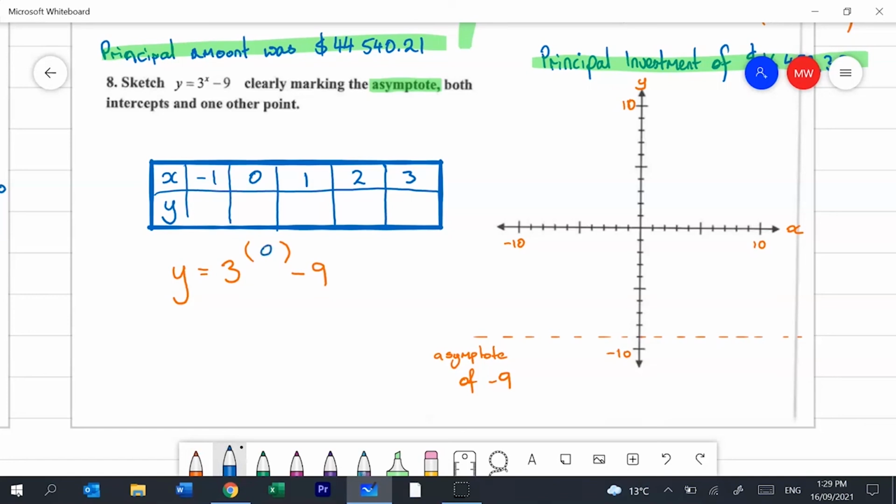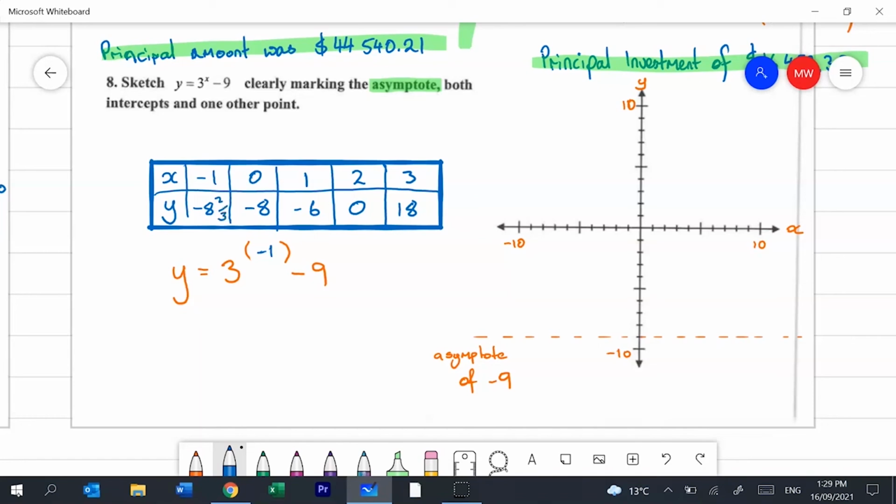It's nice and clear. So if I make that 0, I'll get -8. And I'll change this to 1. And I'll get the value -6. And then I'll put in 2. And I'll get the value 0. That's going to be a good one. That'll be our x-intercept. And then I'll put in 3. And that'll give us the value 18. And let's just go back and test -1 and see what happens. And we'll get -8 2/3.